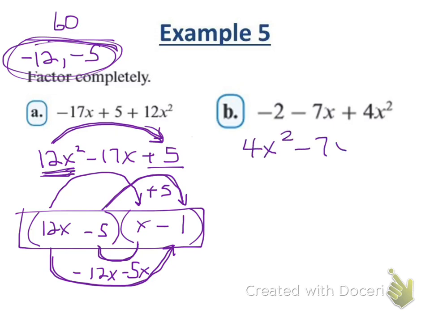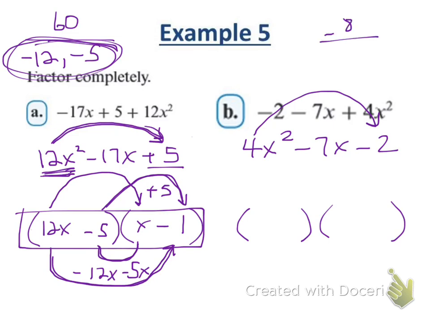All right, I think I see some of you have already started this one, right? So 4x squared minus 7x minus 2. 4 times negative 2 is negative 8. What are the factors of negative 8 that add to be negative 7? Negative 8 and positive 1, which means these two middle term factors are negative 8x plus x. Okay? Now, can we use 2 and 2 to get 8 and 1? What do we have to use for 4x squared? You have to use 4x and x.